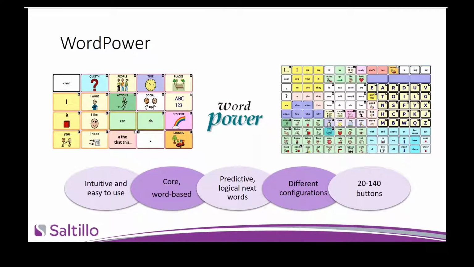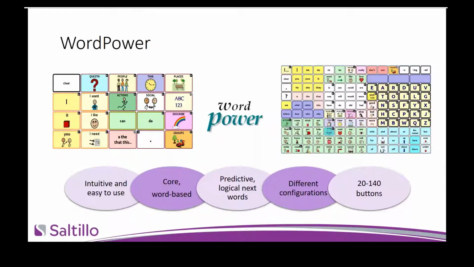So let's dive in first and talk about WordPower. WordPower is a core-based vocabulary system that's designed to be very intuitive and easy to use. It takes advantage of the fact that there's a similar set of words that account for a large amount of what we communicate. This could be communicating across different contexts and with different communication partners. There's a lot of evidence to support core vocabulary, and WordPower takes advantage of all of that.